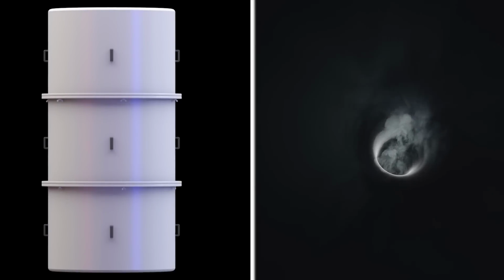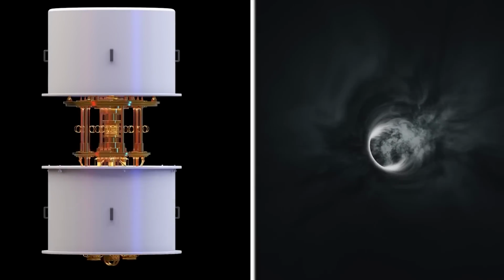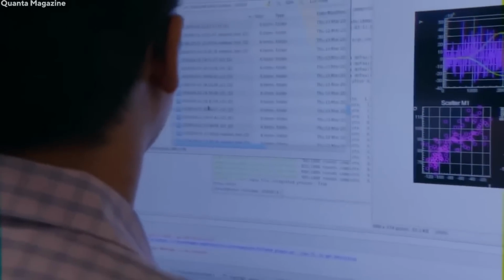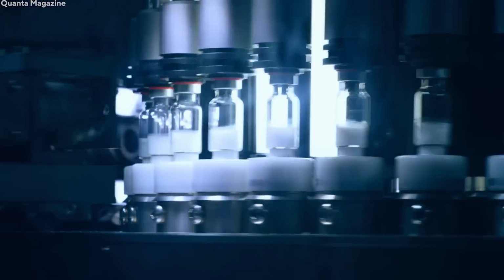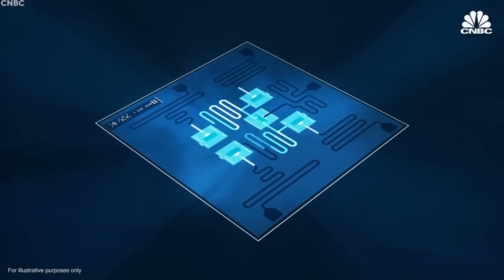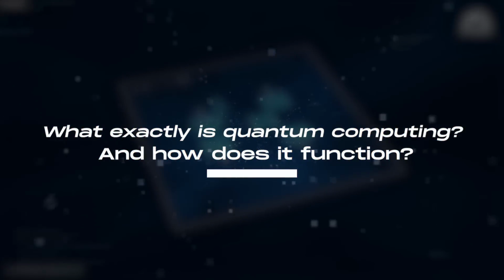However, what do you get when you combine quantum computing and wormholes? The world has changed due to quantum computing. It has revolutionized communications and artificial intelligence as well as transformed medicine. And Google has claimed quantum supremacy, which means that a quantum computer has outperformed a traditional one. But what exactly is quantum computing and how does it function?